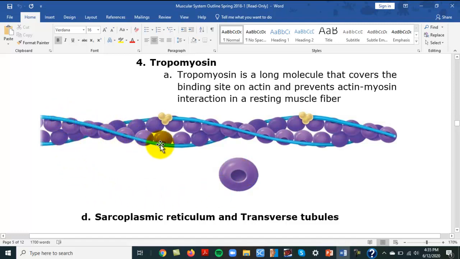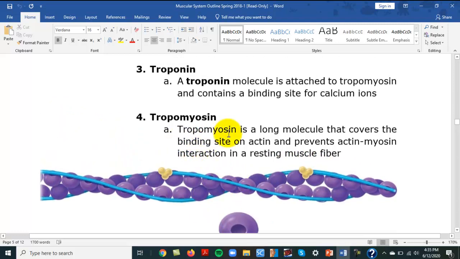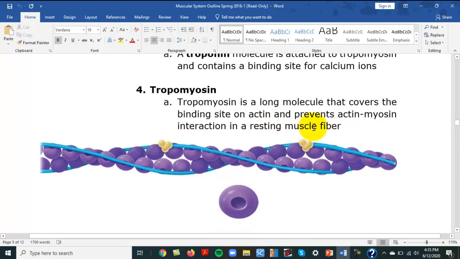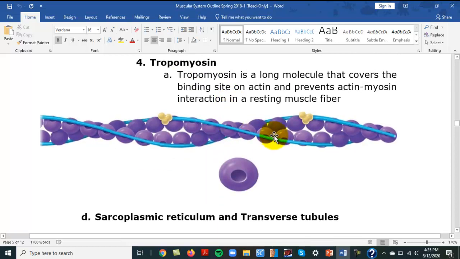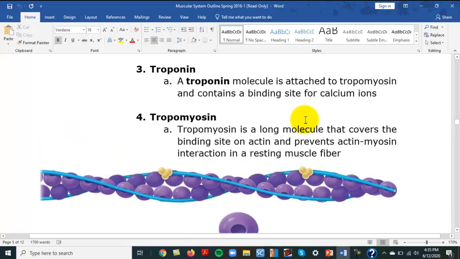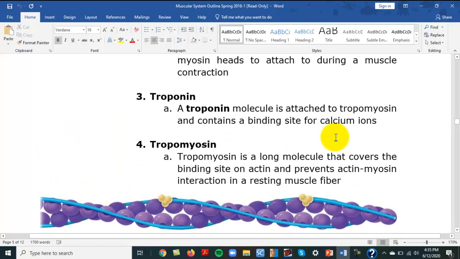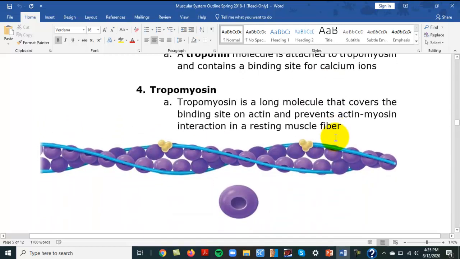This blue long protein that covers up this binding site when a muscle is relaxed is called tropomyosin. It is a long molecule that covers the binding site on actin and prevents the actin-myosin interaction in a resting muscle fiber. And the yellow is a protein called troponin. And why is that important? Troponin binds to calcium ions, Ca++. Very important part of a muscle contraction.